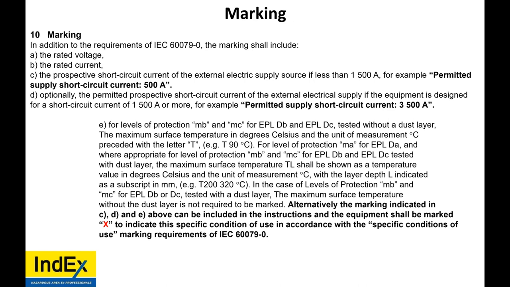Well, it says everything must be marked with the rated voltage, current, prospective short circuit current, whether it be 500 or 3500. And also down at the bottom, alternatively, the marking in C, D, and E above can be included in the instructions and equipment. So the manufacturer's instructions and the equipment shall be marked with the X to indicate the specific conditions of use in accordance with the requirements of this standard.